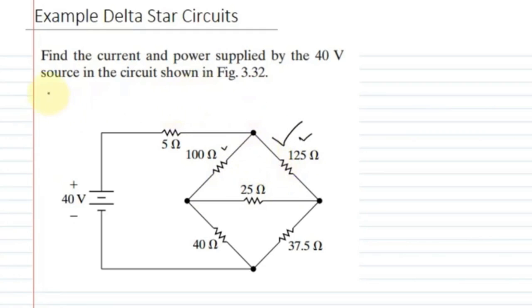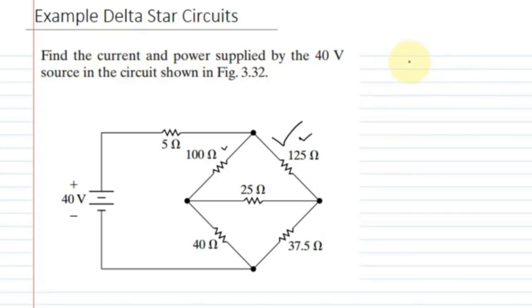So what we have to do is find the current and power supplied by the 40 volt source in the circuit shown in this figure. First of all, we have to find the equivalent resistance, and after finding the equivalent resistance, we will go towards the current and power supplied by the circuit.